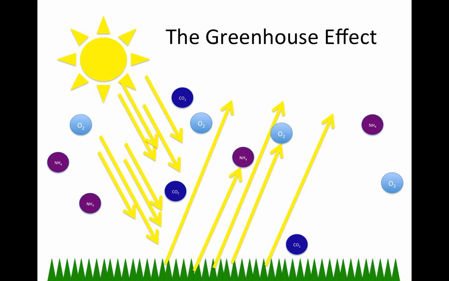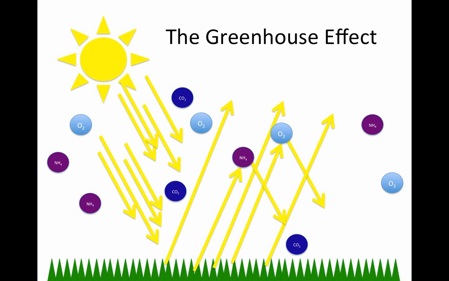But because of the greenhouse effect, because of these gases, they push some of the sunlight back down and keep it here on Earth. They keep some of this energy, this warmth. And so this is how the greenhouse effect keeps the Earth warmer than it would be otherwise.